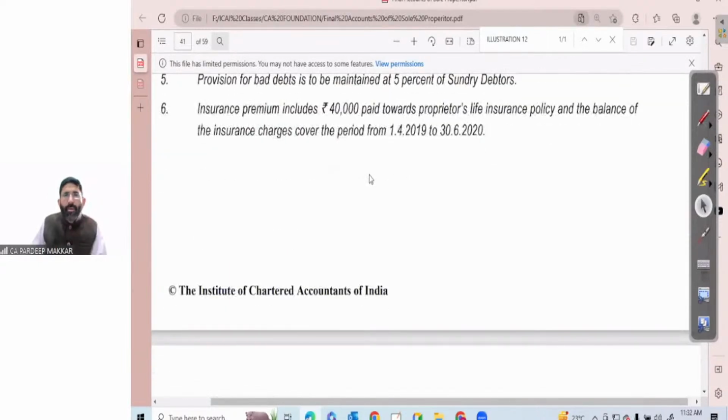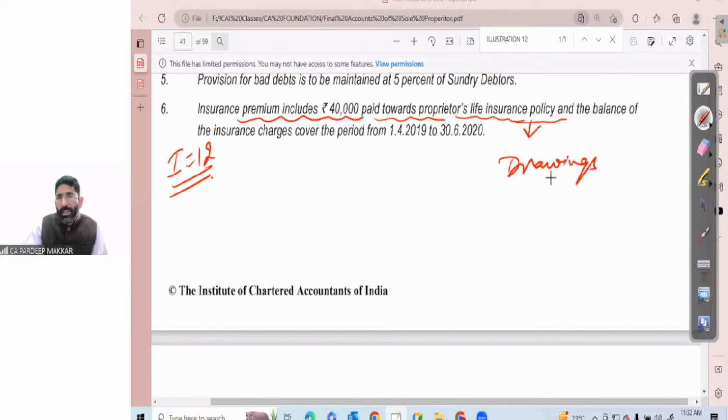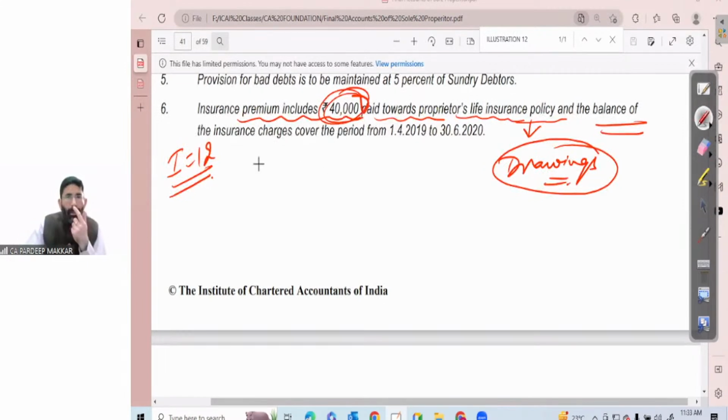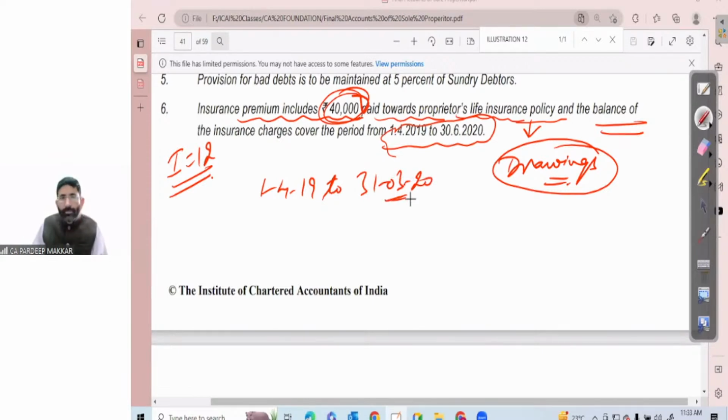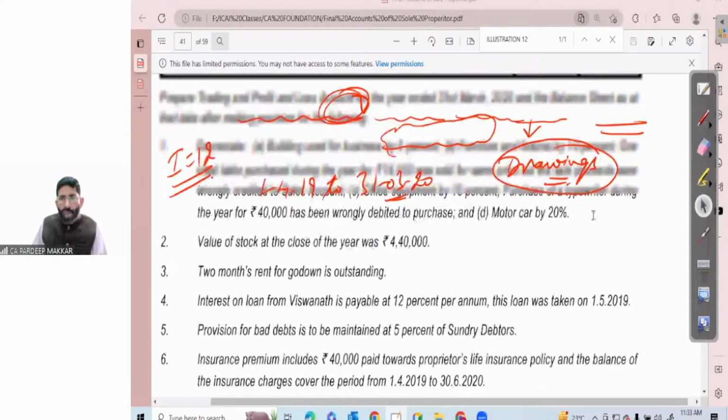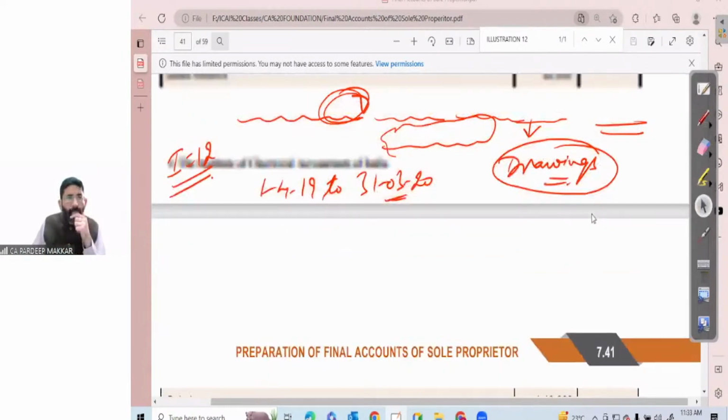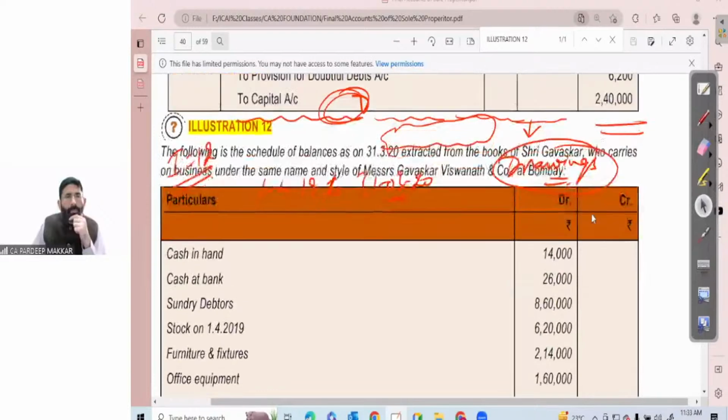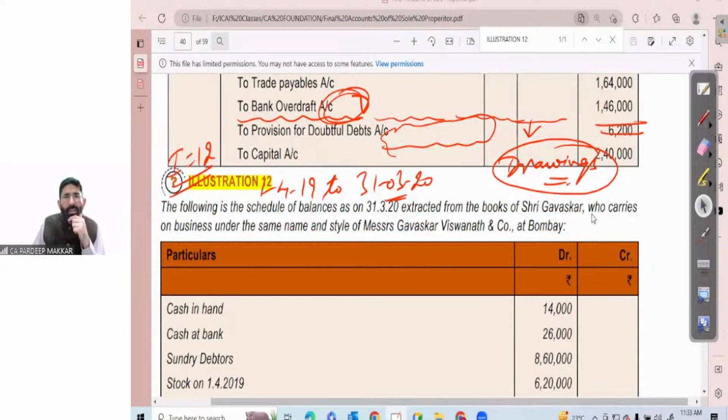Yeah, there is an illustration number 12. In that illustration number 12, a student is asking a doubt in point number 6. Insurance premium includes 40,000 paid toward proprietor's life insurance policy. This is a drawing, because if any personal expenses are paid from the business, it is named drawing. So 40,000 rupees will be assumed as drawings in this case. The balance of the amount covers a period which is not the accounting period, because if you see, the accounting period is 1st of April 19 to 31st of March 20 in this case. Please check it out. Yeah, the accounting year ending 31st of March 2020 is given here.